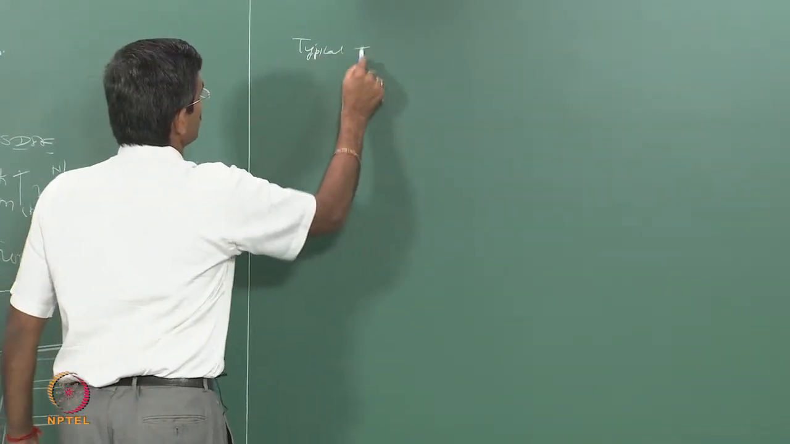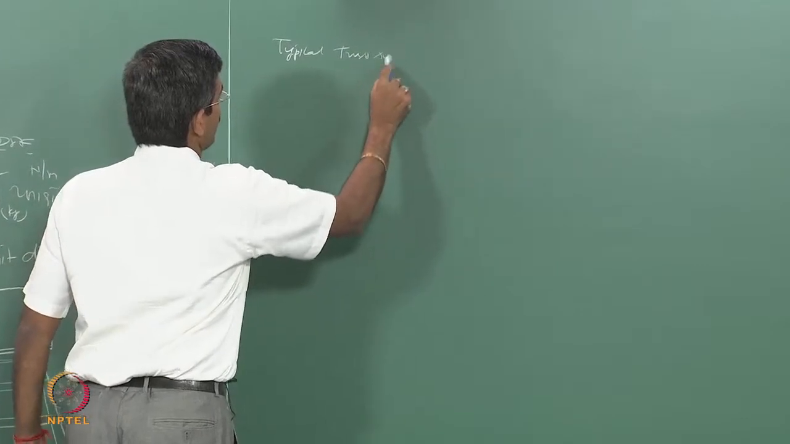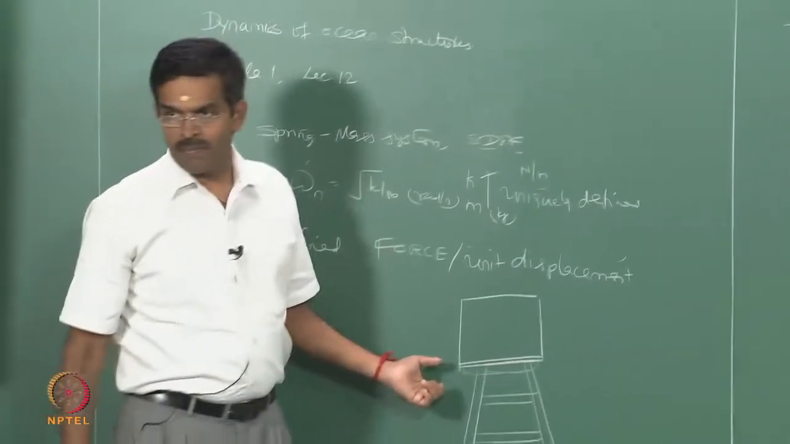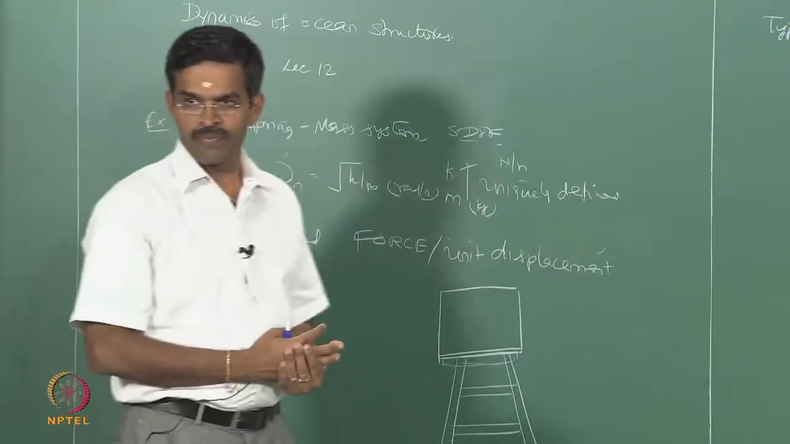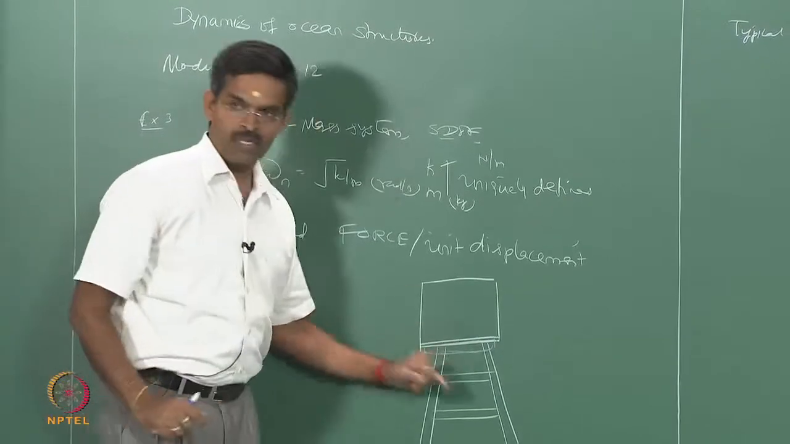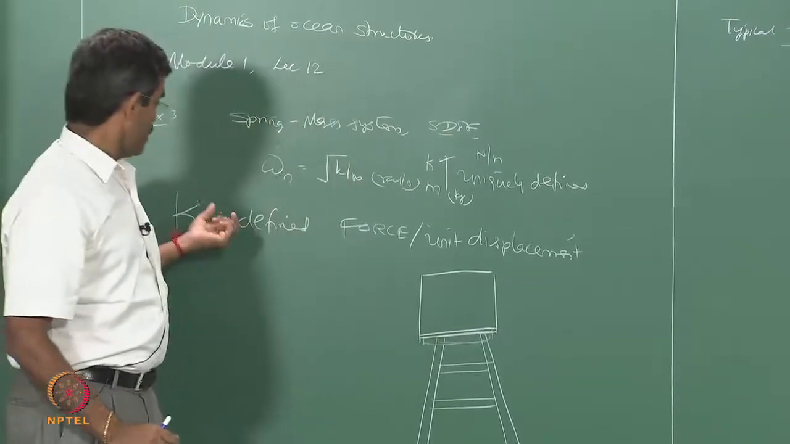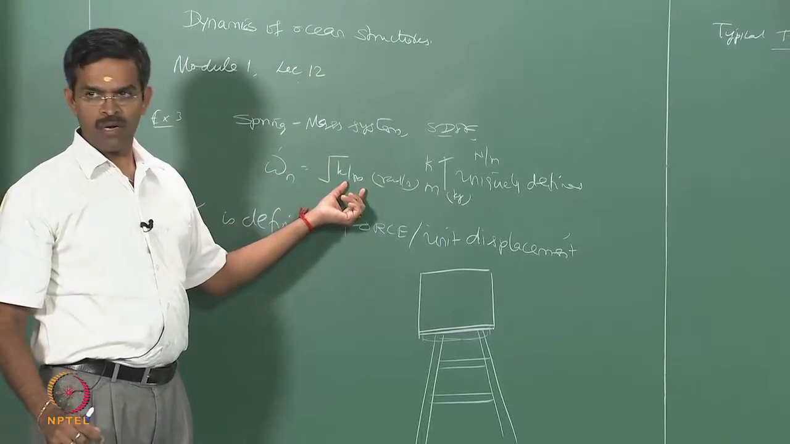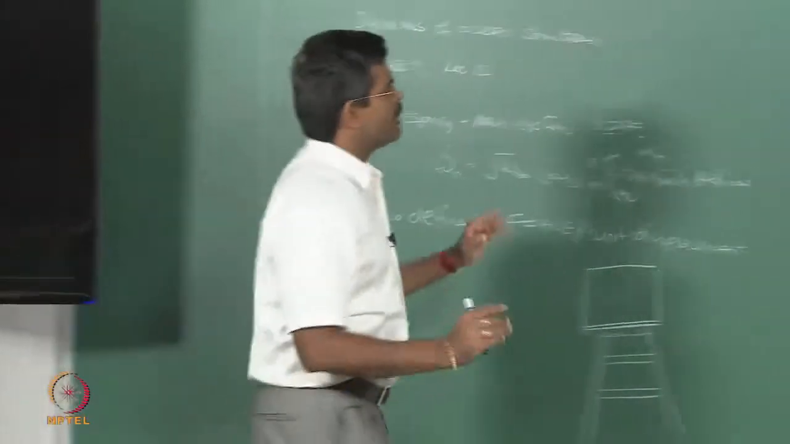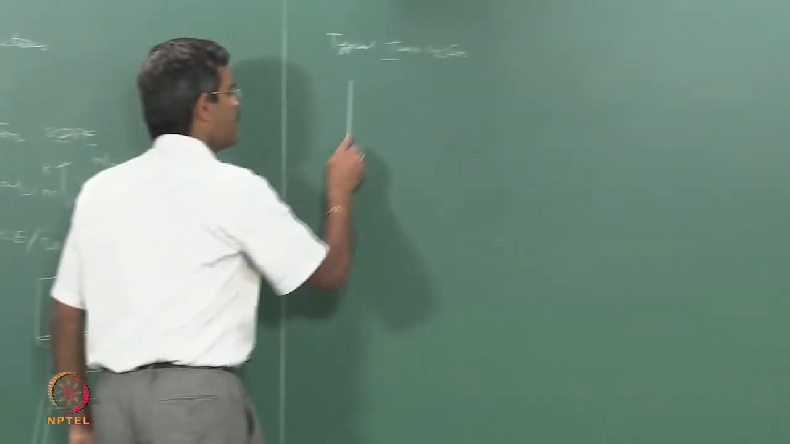truss system. It is going to be a complicated truss system, but I will take a very simple truss system and try to demonstrate how to get the natural frequency of this system where k and m are not readily available. Okay. So, I will take a very simple example of this kind.